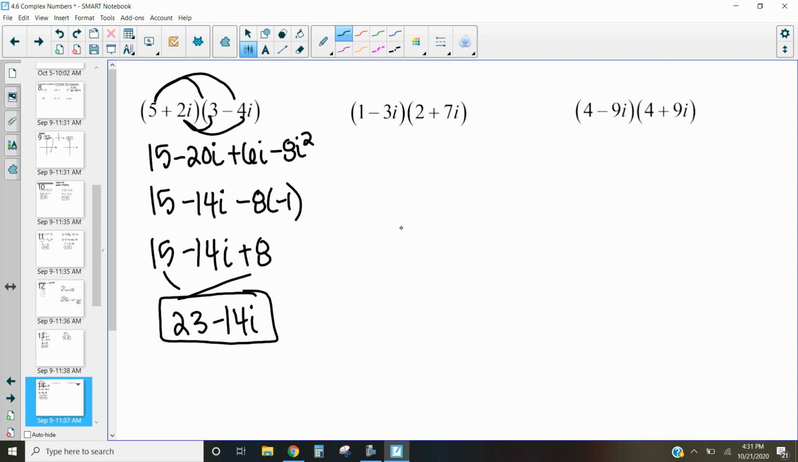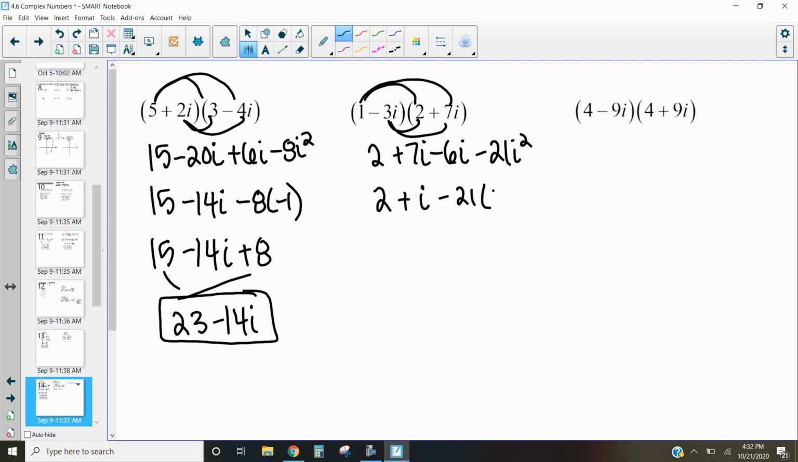Let's do the same thing on this next one here. 1 times 2 is 2. 1 times 7 is 7i. -3i times 2 is -6i. And -3i times 7i is -21i squared. So then we have 2 plus i minus 21 times -1, because that's what i squared is. And we end up getting 2 plus i plus 21, which really is 23 plus i. Now, I feel like we are probably pretty good.